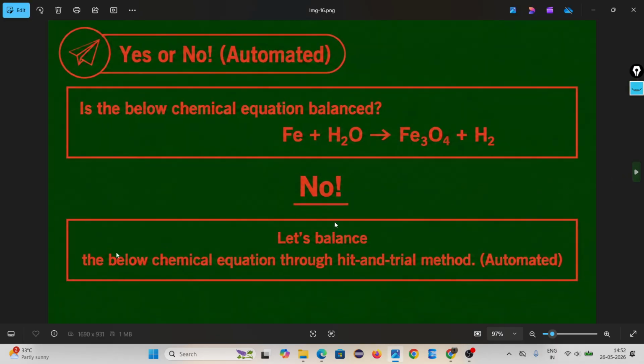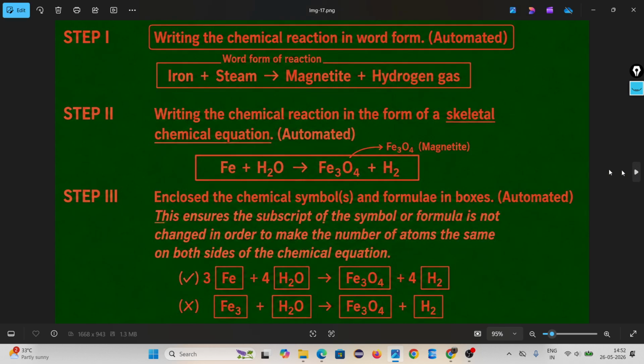Then we have to write it in a balanced form. How to do that? By the hit and trial method. Look how to do it. Step number 1: write the chemical reaction in words. First you have to write it in words.